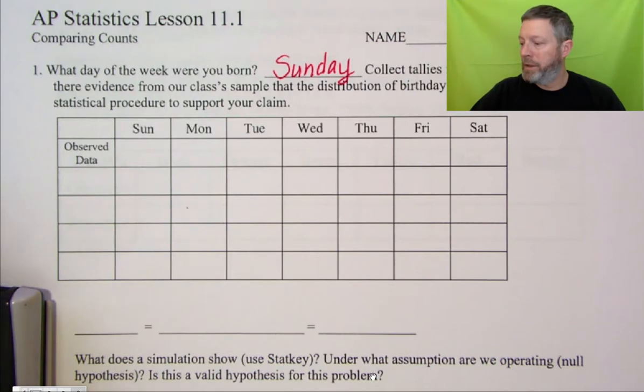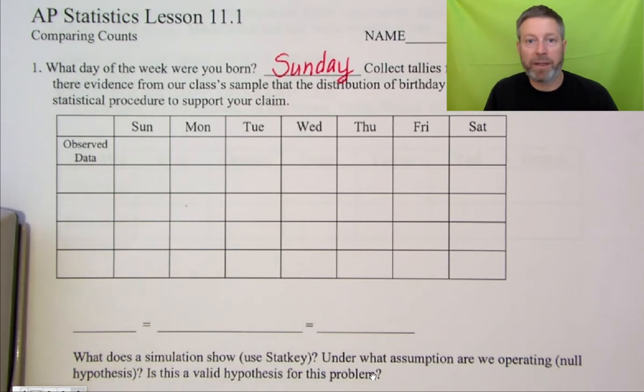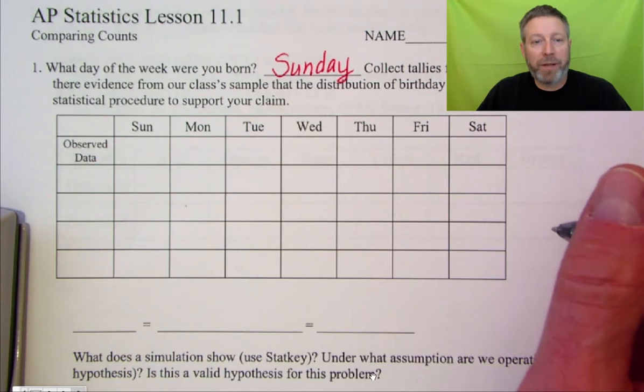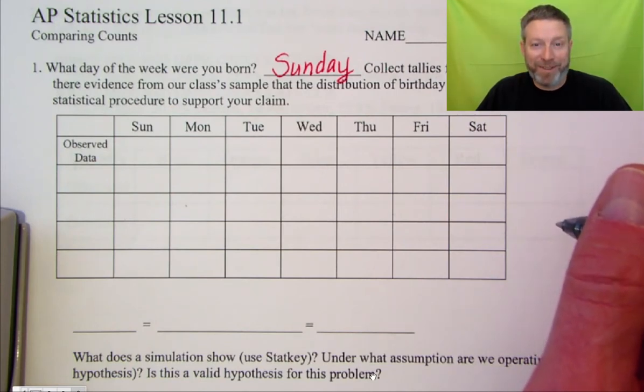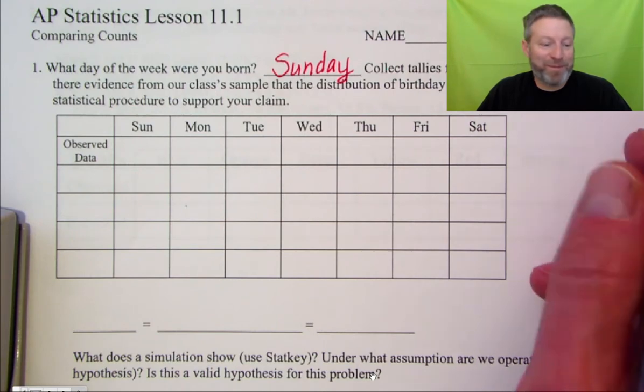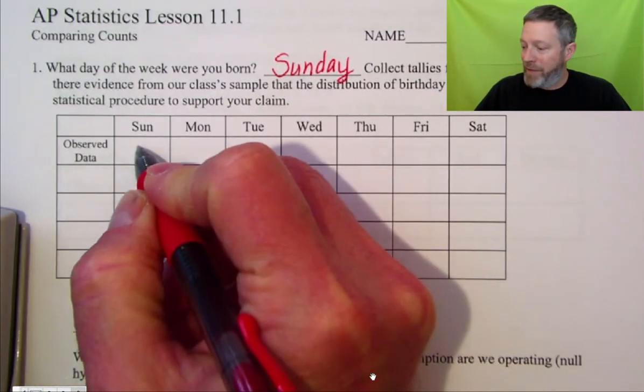So here we go. The data that I have already collected from your class includes the day of the week that you were born. So if we were doing this live, I would ask you to raise your hands, but I went ahead and took a random sample. You have to trust me on this. A random sample of 35 students. And these are the observed data that I got.